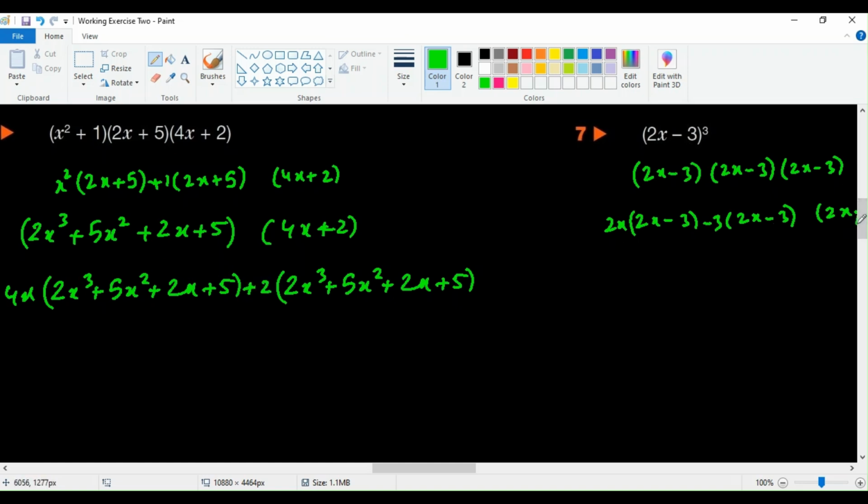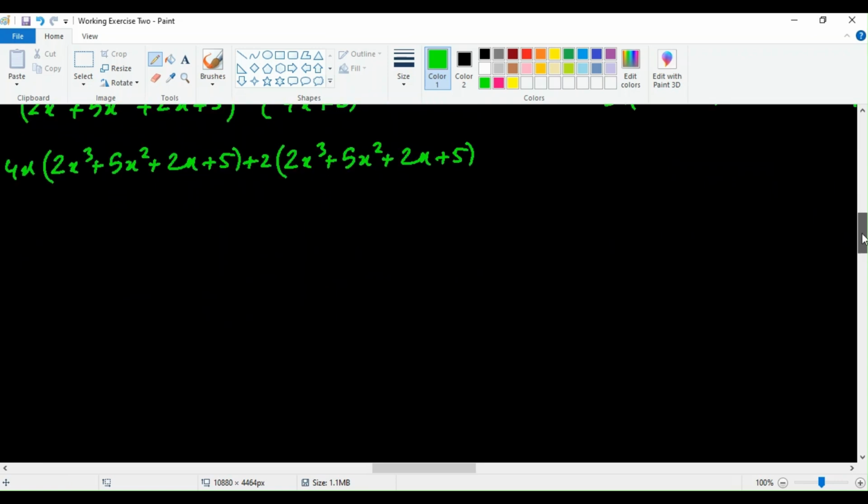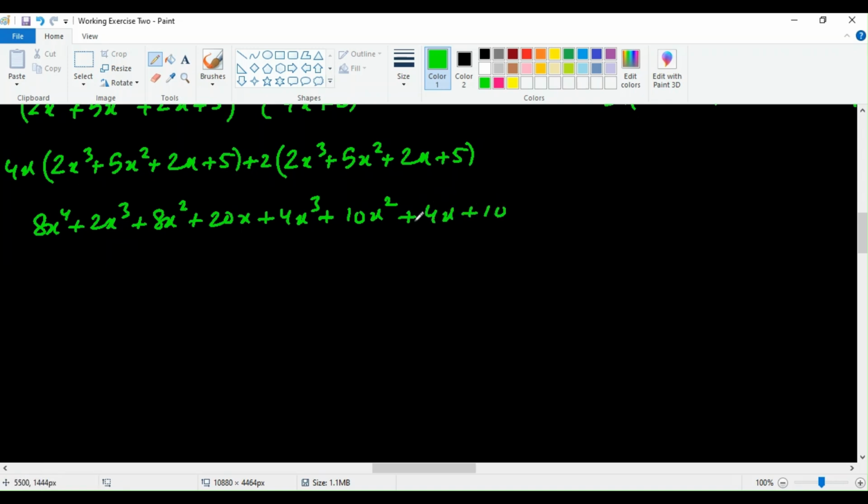So as a result, we are going to get 8x power 4 and plus 20x cube, and then comes 4 times 2 is a 8x square, and then plus 4 times 5 is a 20x. Now look at this one. When we multiply these two, we are going to get a plus 4x cube and then plus 10x square, then comes plus 4x, and then comes plus 10.